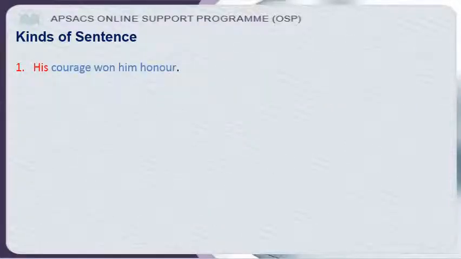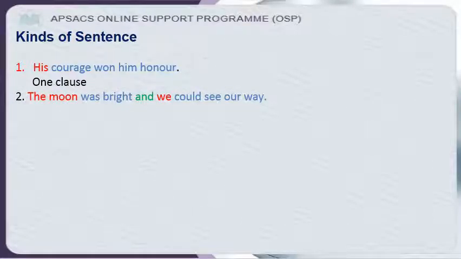His courage won him honor. How many clauses are there? Only one clause, and it conveys complete meaning. It can stand alone. The moon was bright and we could see our way. How many clauses are there? Two clauses, and if you see, they both can stand alone. They both are independent clauses.